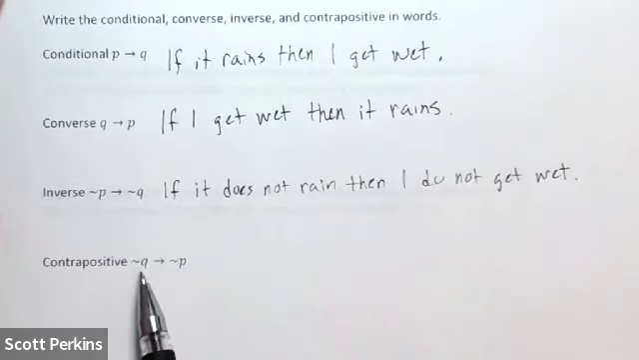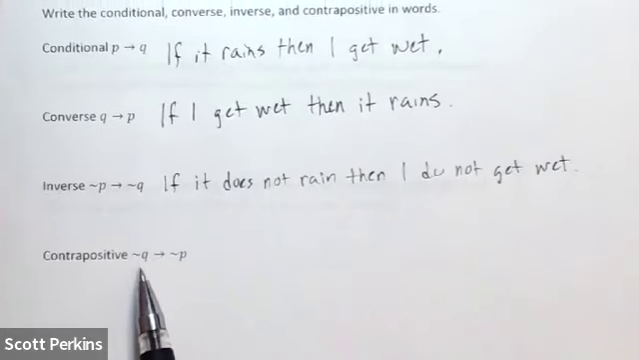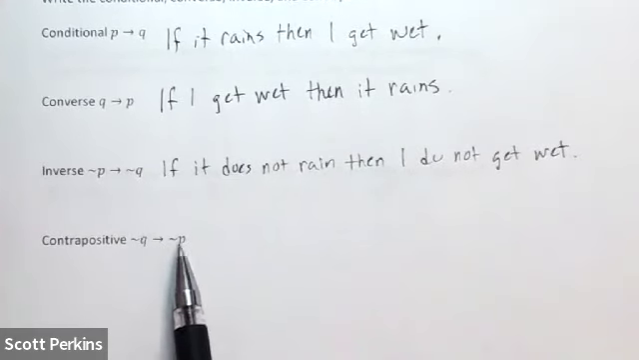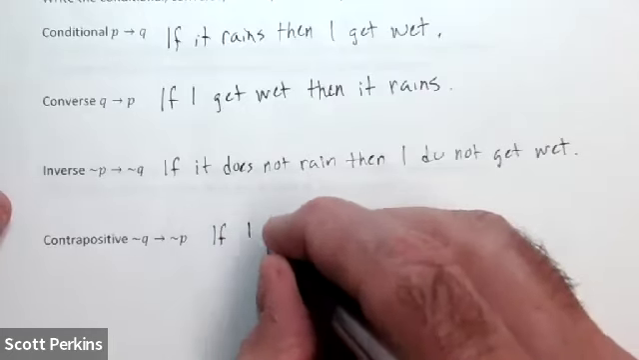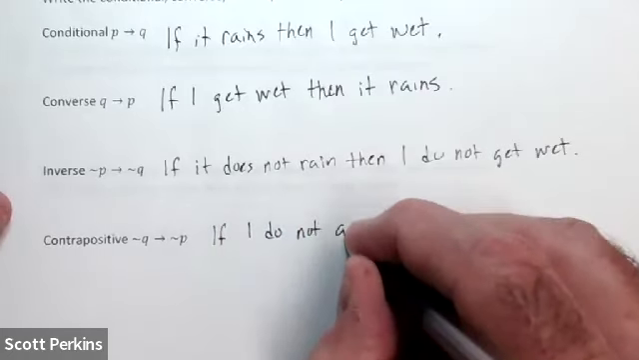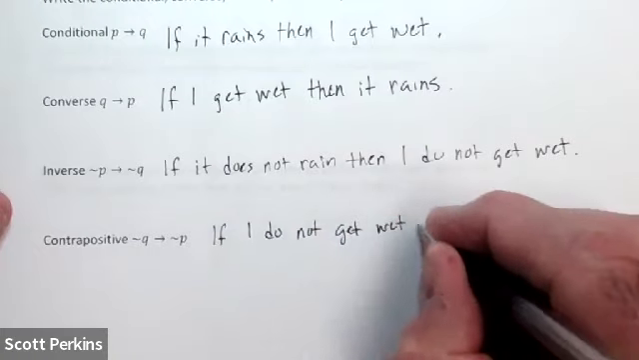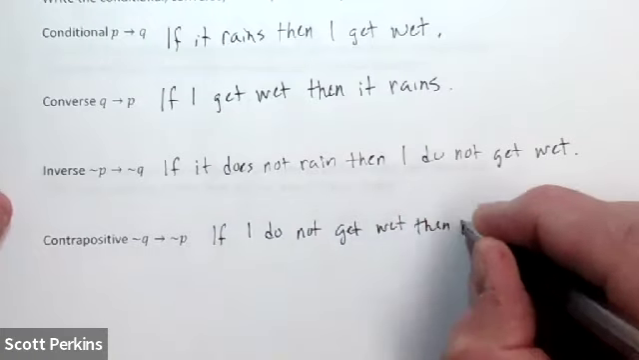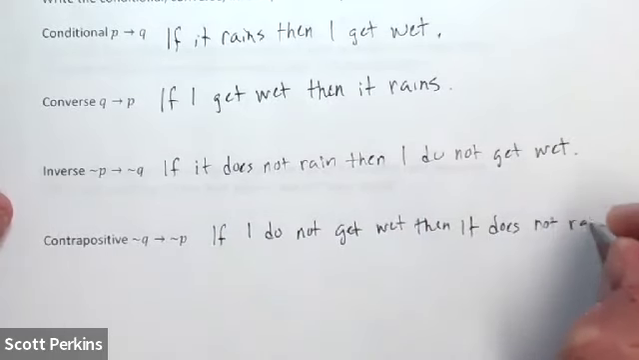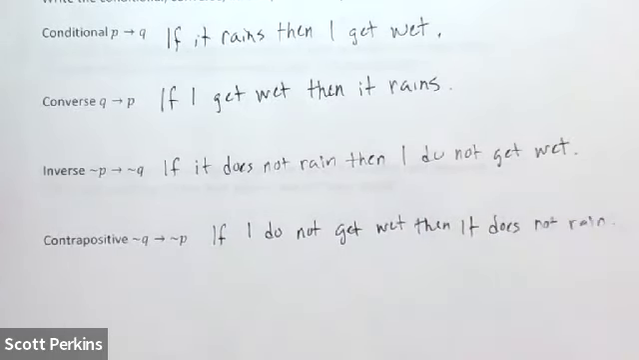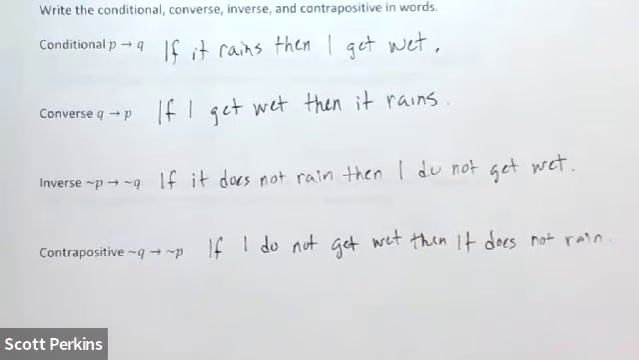And finally, the contrapositive. I have reversed the order of both statements. Q is first and then P, but I've also negated both. So this is if I do not get wet, then it does not rain. So I hope you took the time to write those out. It's good practice, something we're going to continue doing.